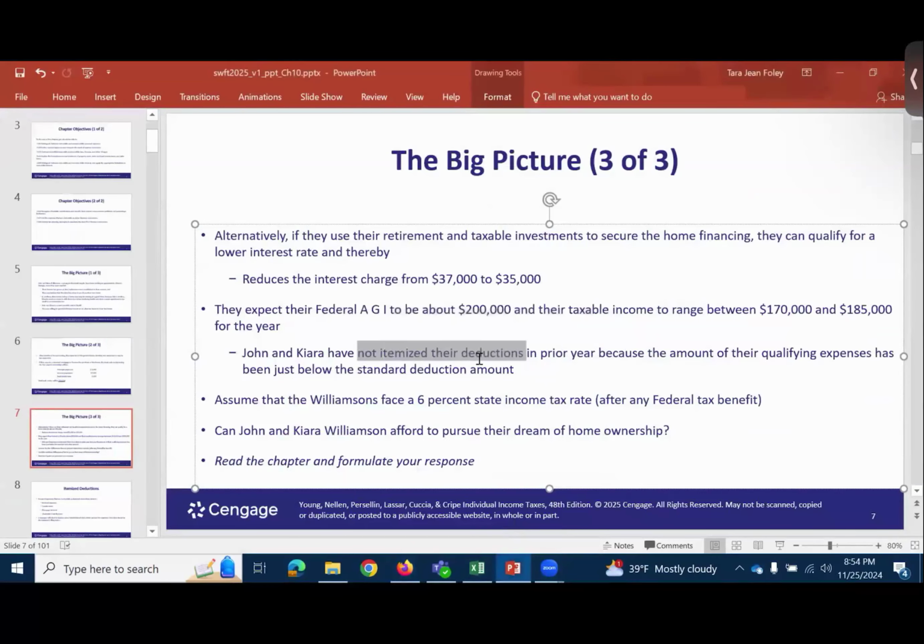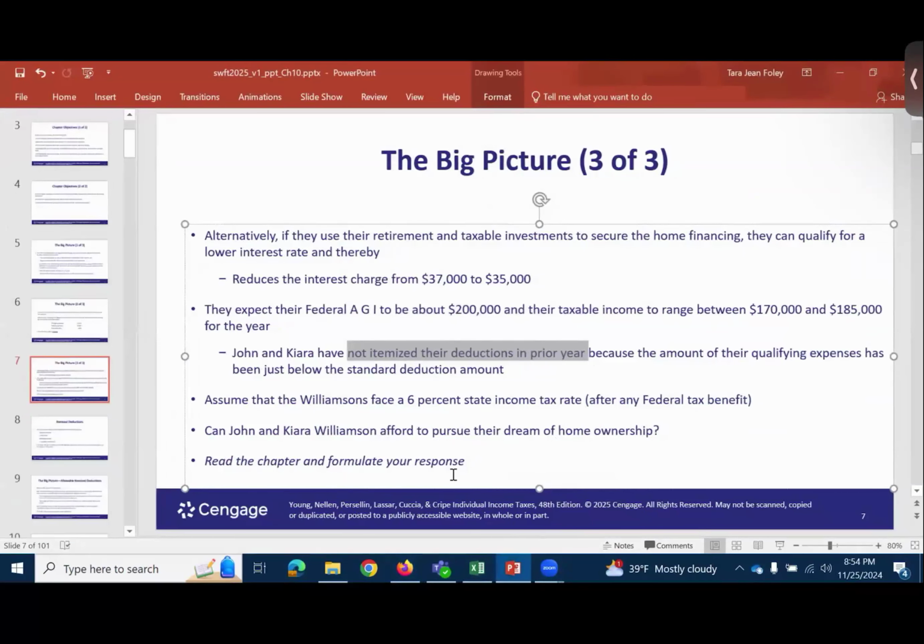John and Kira have not itemized their deductions in prior years. That doesn't matter. Each year you can do the calculation and you can go back and forth. Their qualifying expenses had been too low. They didn't have mortgage interest or anything like that. Assume that the Williams face a 6% state income tax rate.